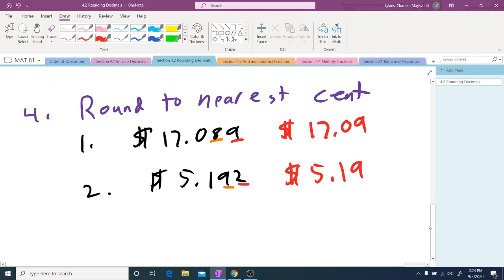So that gives you some problems dealing with rounding decimals to different places. My next section I want to talk about is adding and subtracting decimals. Thank you for listening.